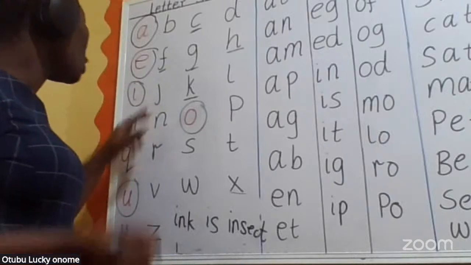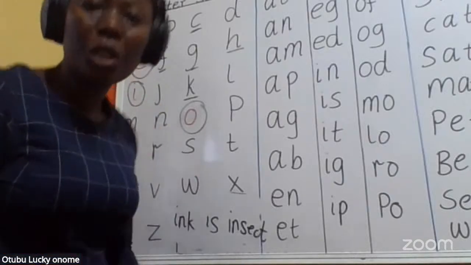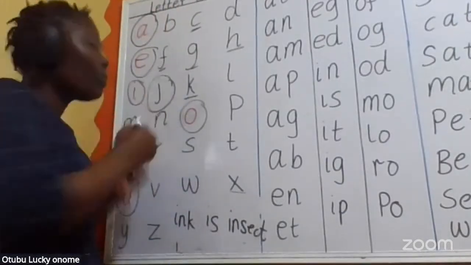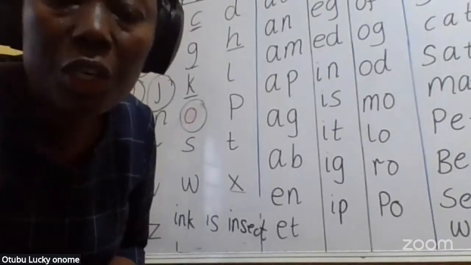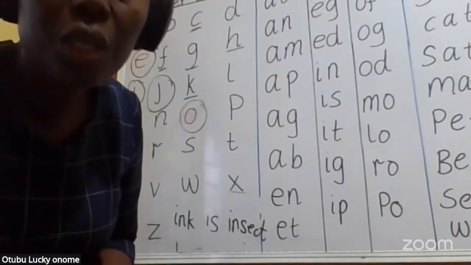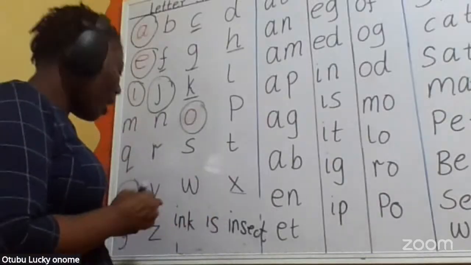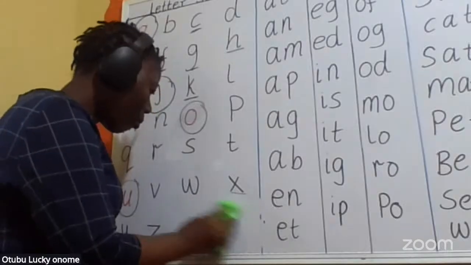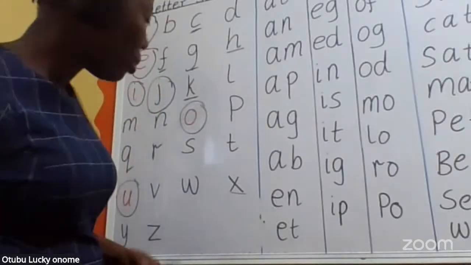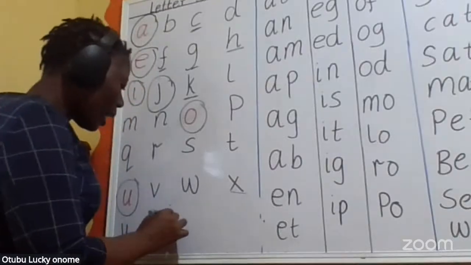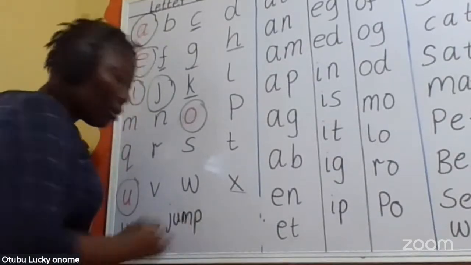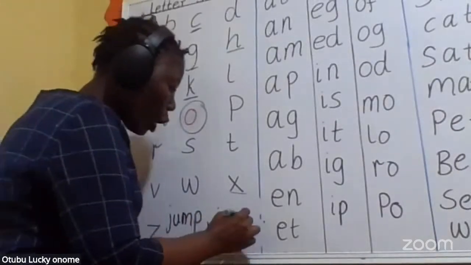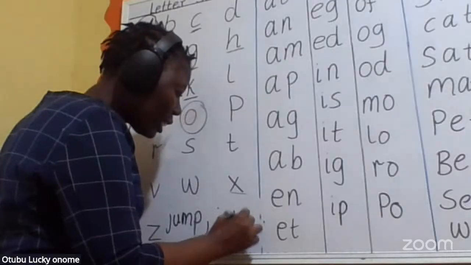Now we have jelly. So to say this sound, you just go j. We have it in words like jump, jog, or jelly.